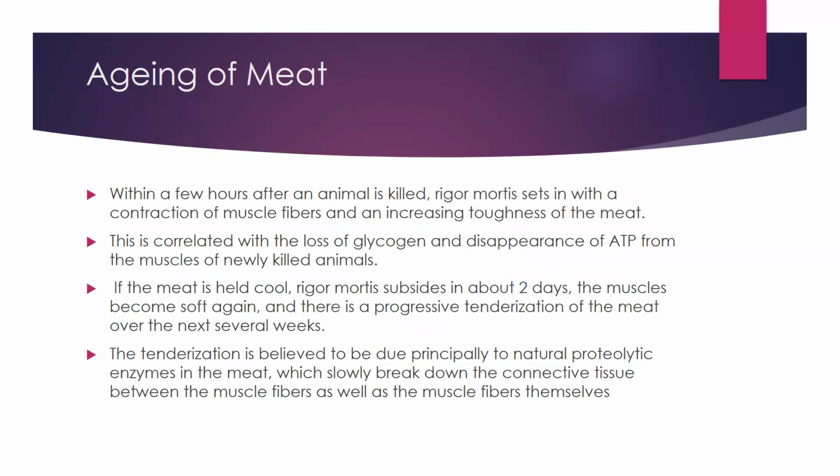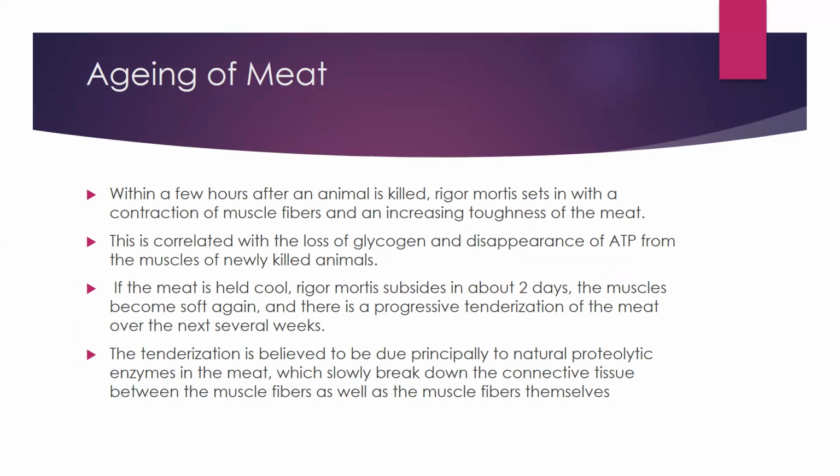Now, aging of meat. As soon as the animal is killed, there is a process that starts, which is called rigor mortis. It starts to set in. And what happens during this process? There is contraction of muscle fiber, and meat starts to toughen. There is an increase in the toughness of the meat.